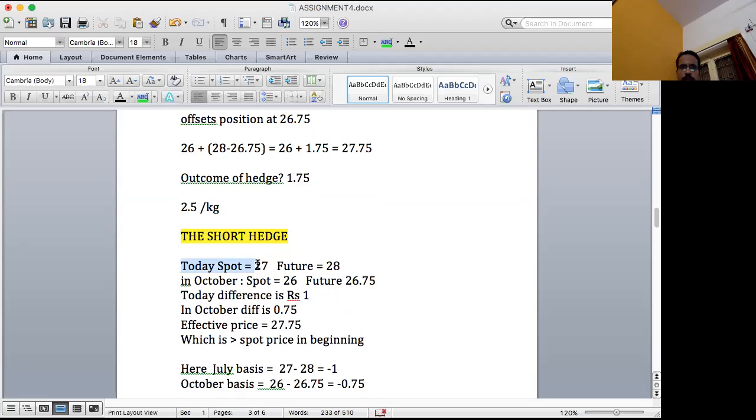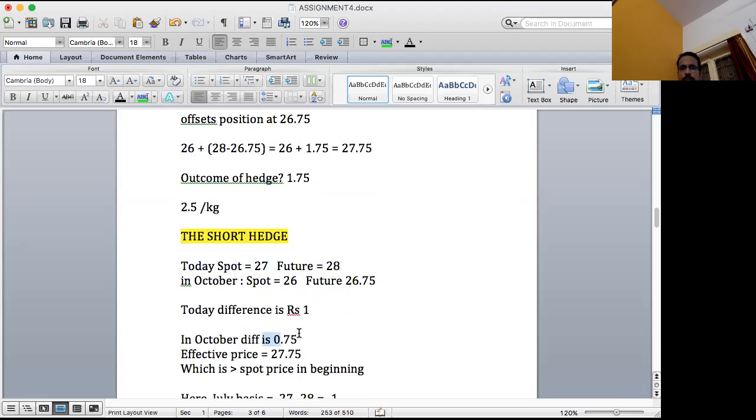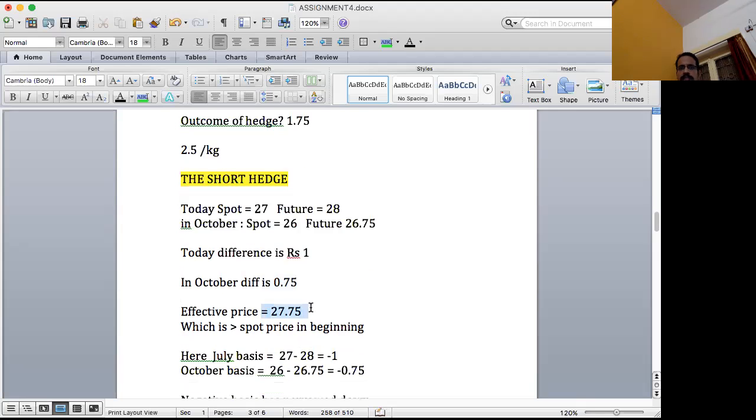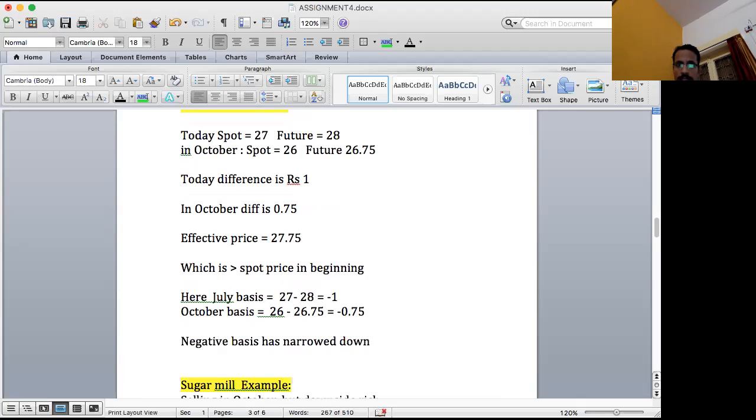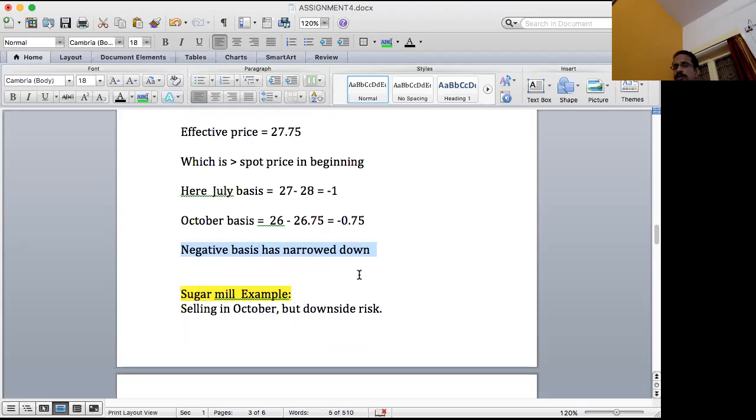We just saw that today the spot is 27 and the future is 28. We sell the future in October. The spot is 26, but the future is 26.75. So the difference today between spot and future is 1. In October, the difference becomes 0.75. So the difference narrows down. The effective price becomes 27.75, which is greater than the spot price, which is 27 today, right? The spot minus future is called the basis, and the basis in July is -1. The basis in October is -0.75. The negative basis has narrowed down, and this is how we are hedging.